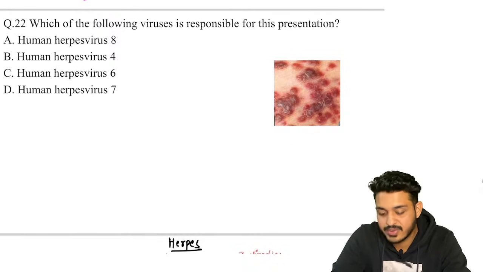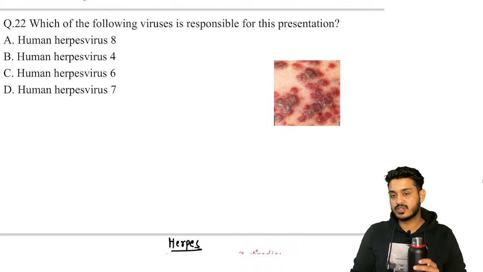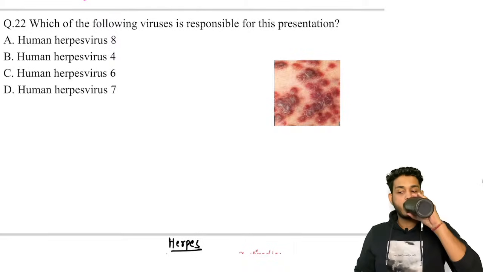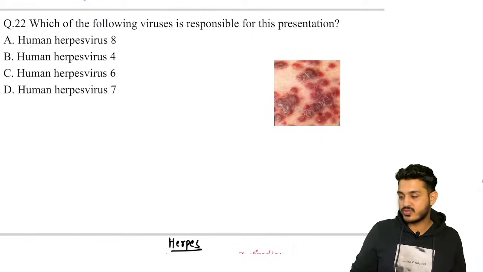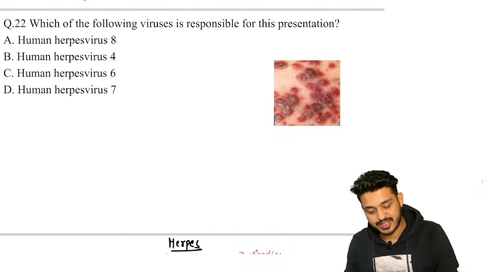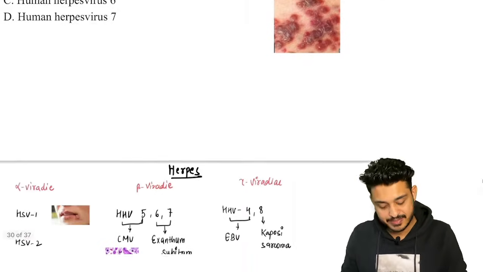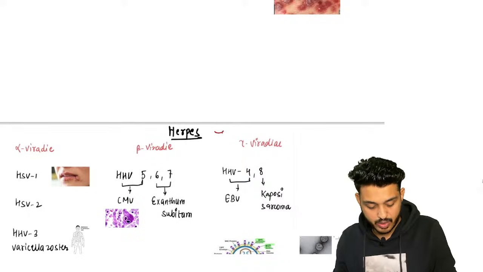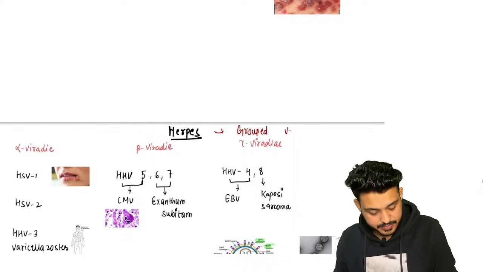Now again, next question. Try to answer this one. Which of the following virus is responsible for this particular presentation? Which virus is responsible for this following presentation? So this is going to be what? This is all herpes we are discussing about. Herpes means grouped vesicle. I told you herpes means grouped vesicle.